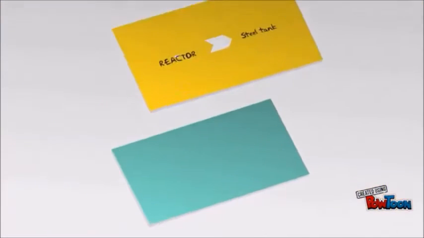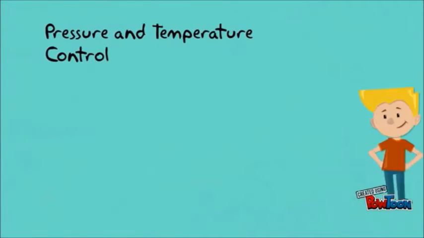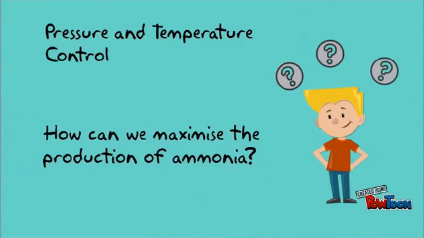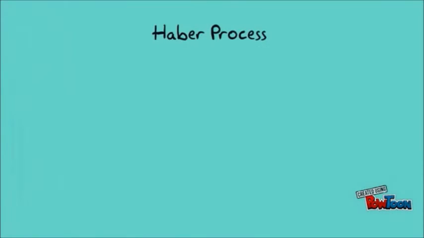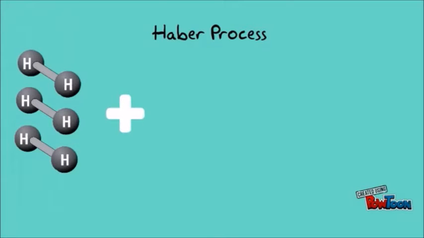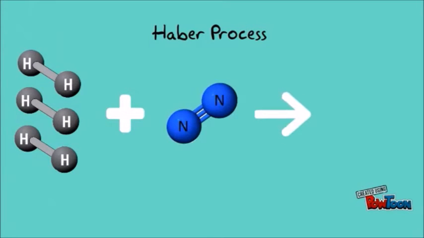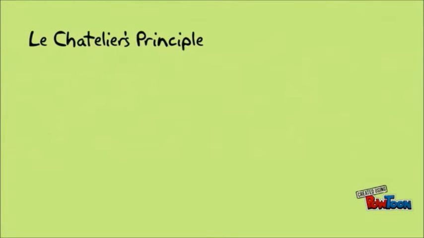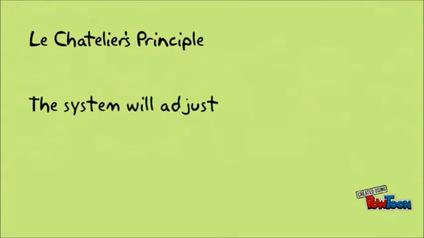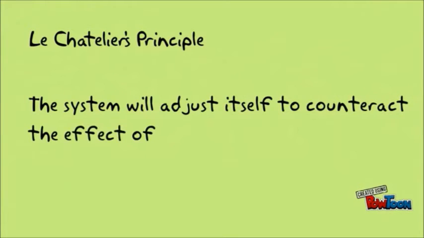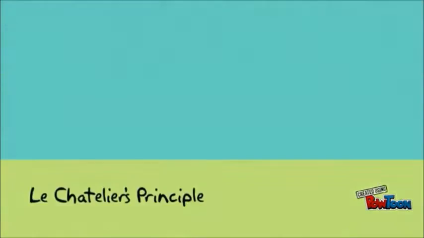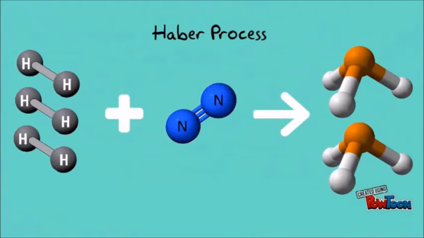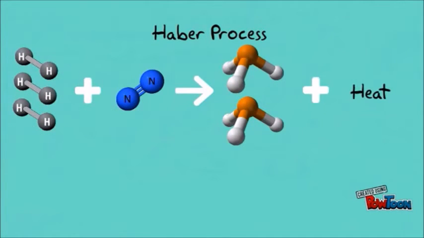The next question a chemical engineer asks is, how can we maximize the production? In the Haber process, 3 hydrogen molecules combine with 1 nitrogen molecule to produce 2 ammonia molecules. This reaction is exothermic. According to Le Chatelier's principle, the system will adjust itself to counteract the effect of applied changes. As the Haber process is exothermic, we treat heat as the byproduct of the reaction.